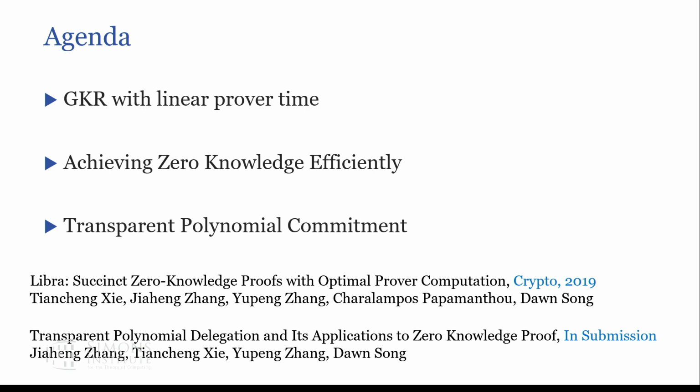And the first 2 are in this paper we published in Crypto this year called Libra. And the third one is a follow-up work in submission. And the system is called Virgo, because apparently the name Libra is taken by Facebook. So, and these are joint work with Tiancheng, Jiaheng, Babis, and Zhang.